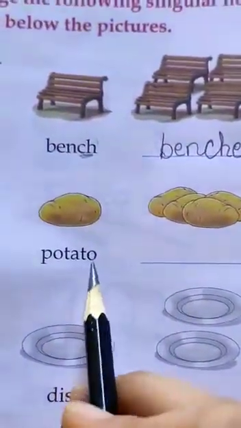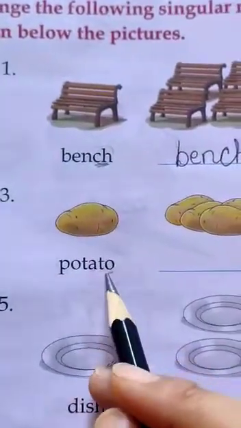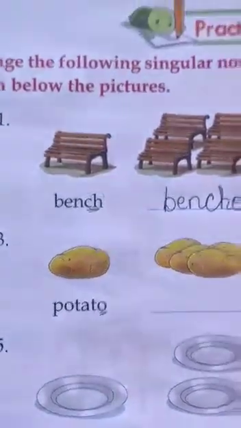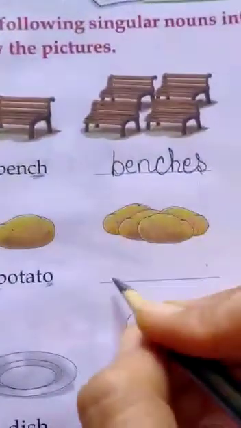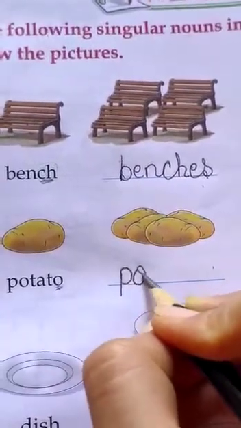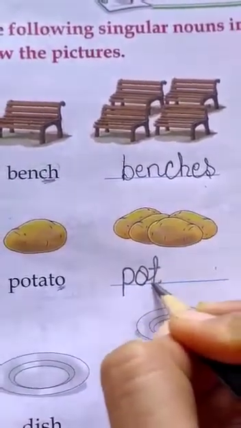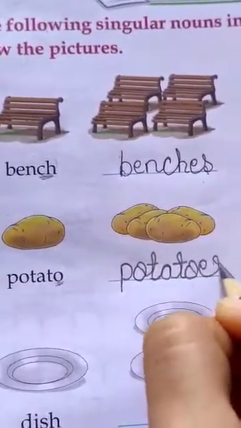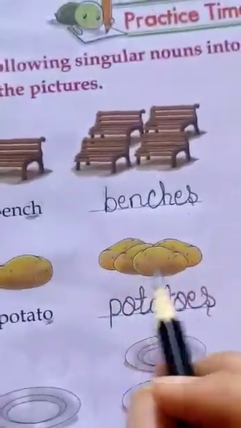Now this is potato. So it is o at the end. So what will we add? S or es? Yes, we will add es. Potatoes. You can see there are so many potatoes, so we will add es.